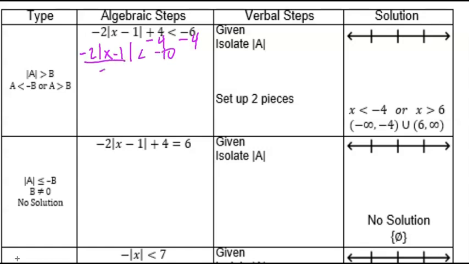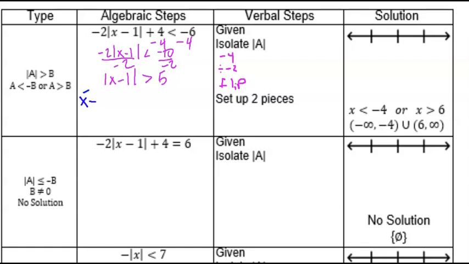And then divide by -2 each side. So then we have absolute value of x minus 1 is greater than 5. So then we have our negative piece, x minus 1 is less than -5, or our positive piece, x minus 1 is greater than 5. Solve for each piece. Add 1. So x is less than -4, or for the positive piece, add 1. X is greater than 6.